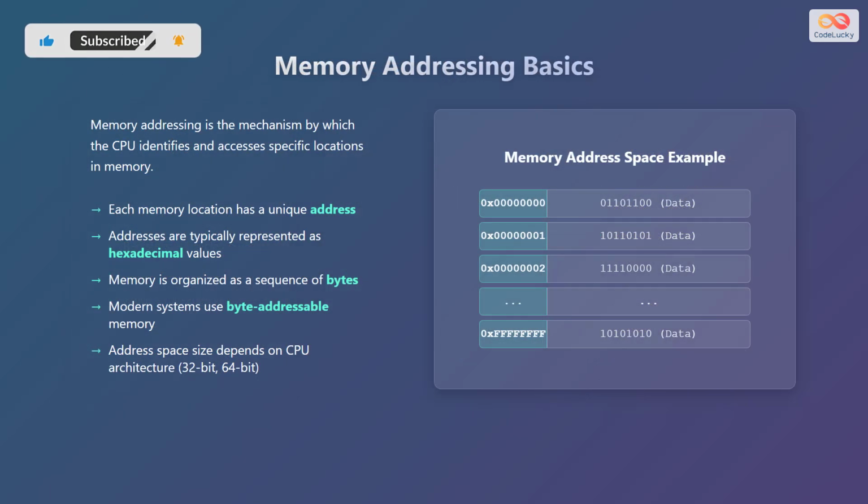Let's discuss memory addressing, which is the mechanism by which the Central Processing Unit, or CPU, identifies and accesses specific locations in memory. Each memory location has a unique address. Addresses are typically represented as hexadecimal values. Memory is organized as a sequence of bytes. Modern systems use byte-addressable memory, meaning each byte has its own address. The address space size depends on the Central Processing Unit architecture, whether it's 32-bit or 64-bit.